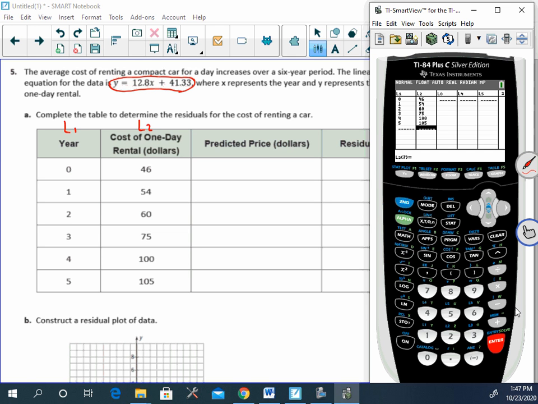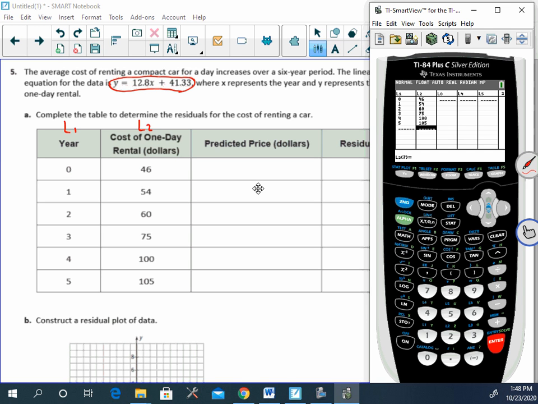And then we want to figure out what the predicted price is here. Now the predicted price is what this line would predict for it to be. So if we want to know what this line would predict it to be in year 0, we would plug 0 into that equation and we'd get 41.33. And then if we wanted to figure out what it would be at year 1, this is our X, so we'd plug 1 in, and we would find what our Y value is. That would be the predicted price.